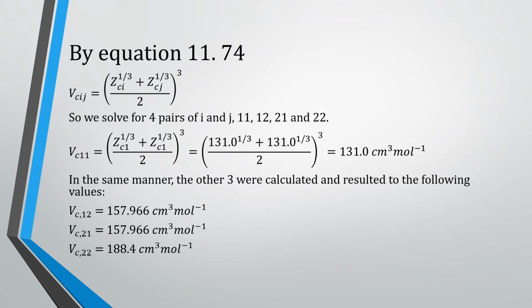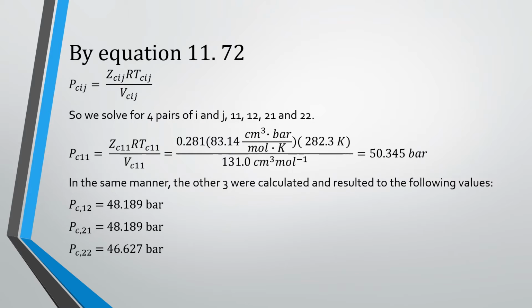Equation 11.74 allows us to calculate the value of the critical molar volume of each ij pair, which is given by this equation. So here is shown the calculation of the critical molar volume when i equals 1 and j equals 1. And it resulted to this value, which is equal to 131 cubic centimeters per mole. And in the same manner, the other three were calculated.